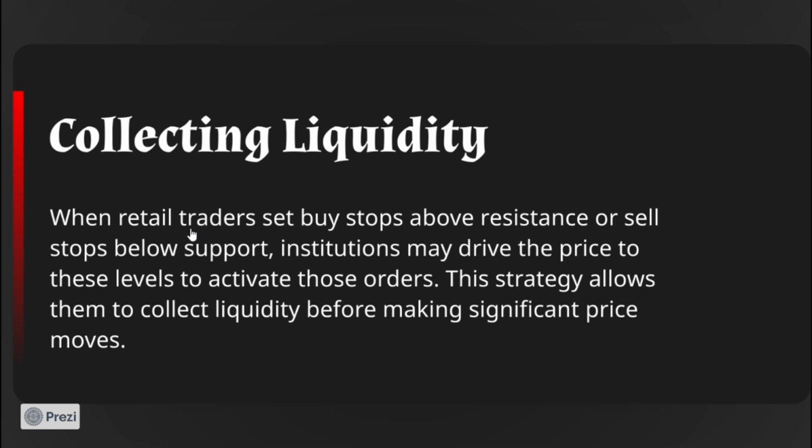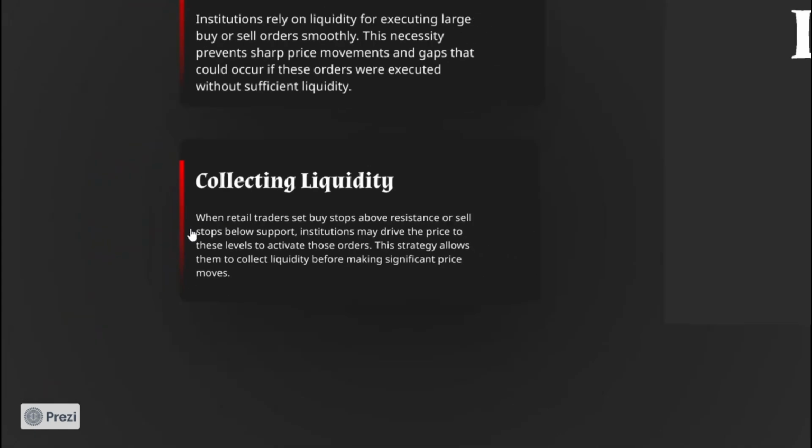When retail traders set buy stops above resistance or sell stops below support, institutions may drive the price to these levels to activate those orders. So which orders are we talking about? The orders are the stop losses of the retail traders, because you're putting on tight stop losses. So the institutions aim for those stop losses so that they can be activated for them to be profitable.